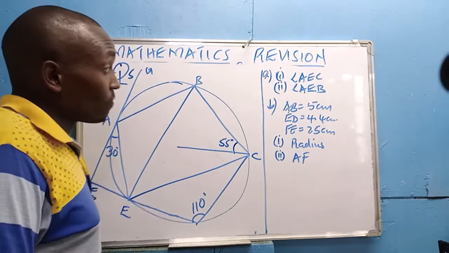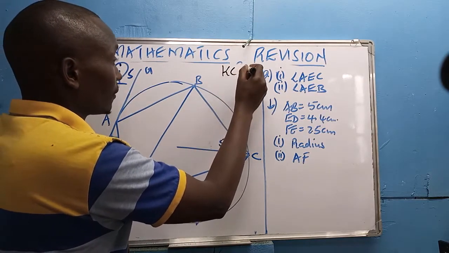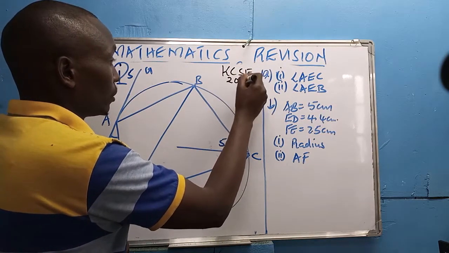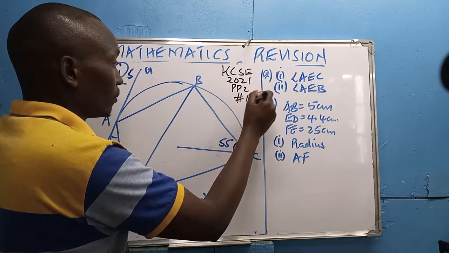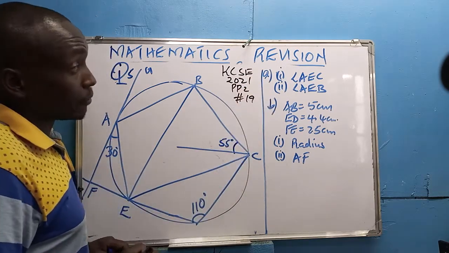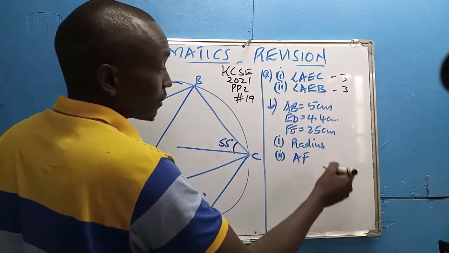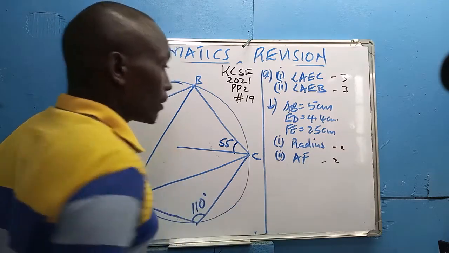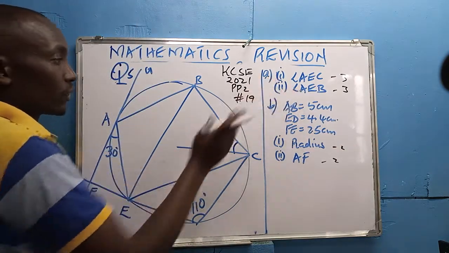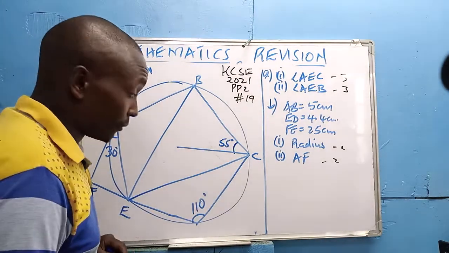Example number 5, and this was in KCSE 2021 paper 2 number 19. This was question number 19. And remember, this was 3 marks, 3 marks, and of course this was 2, 2. That means if the student was able to get the first 2 angles, well and good, 6 marks out of 10.